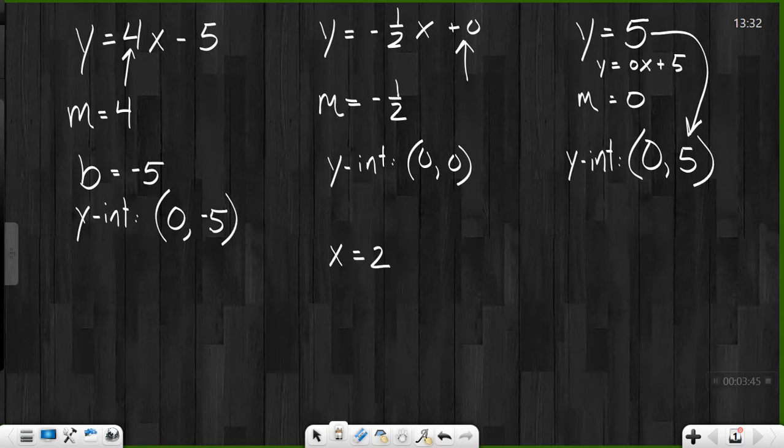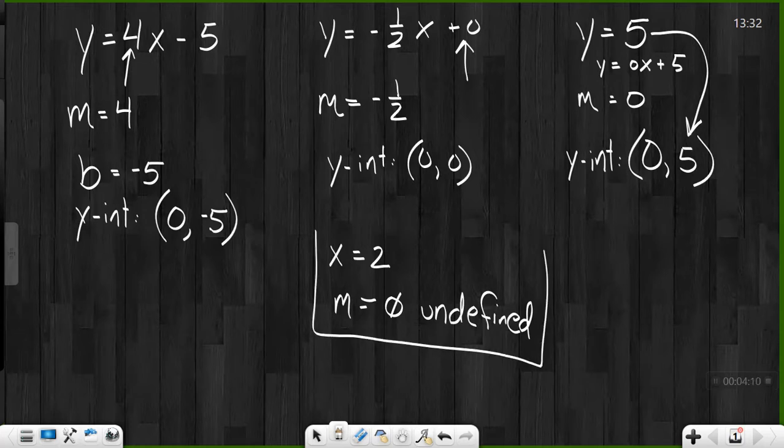x equals 2. Is that in slope-intercept form? No, it doesn't start with y equals. It's not in slope-intercept form because this doesn't have a slope. We would say the slope here is null or undefined. All right, so it's either null or undefined. You can kind of see those pieces from the equation itself. There's also no y-intercept here because it's also not in slope-intercept form. So this is a unique case.